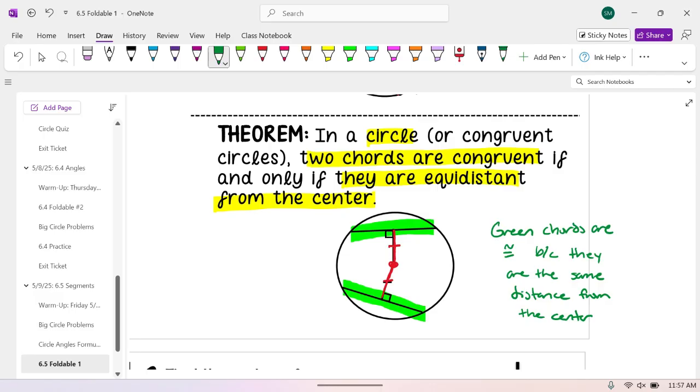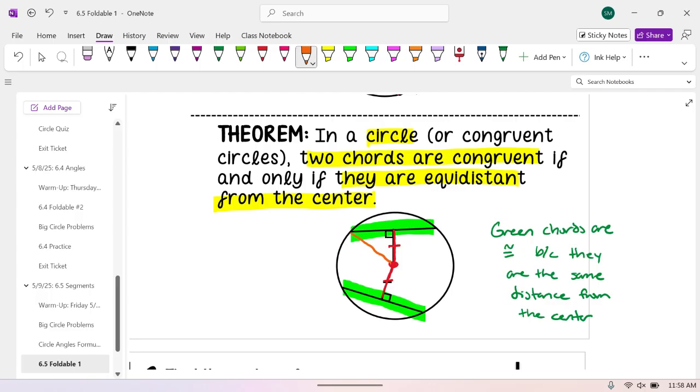Now, where you'll see this a lot when you're trying to find chord lengths is that you're going to have to use Pythagorean theorem with this as well. So more often than not, you can always draw a radius from any point, especially if it goes past the center. As long as it goes through the center, it's considered a radius.